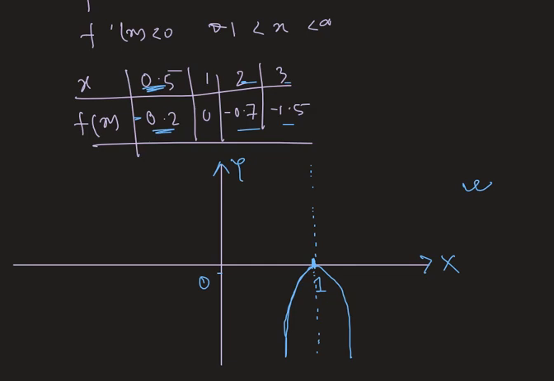So this is the required graph for the function log x minus x minus 1 for all x greater than 0. Okay, so that's all for today.